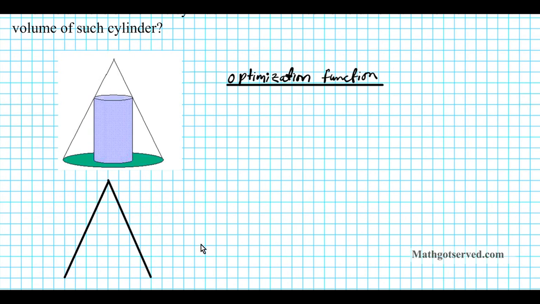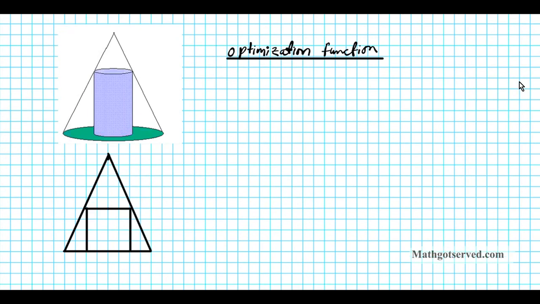Okay, so let's do it this way. All right, so that's the cross-section representation of this situation right here, sliced down the middle. So this is the cone, and this is the cylinder right here. So let's do it this way.